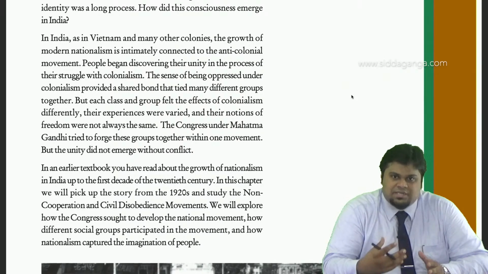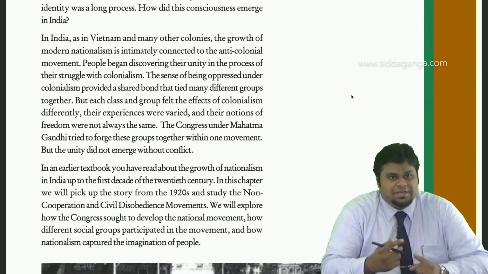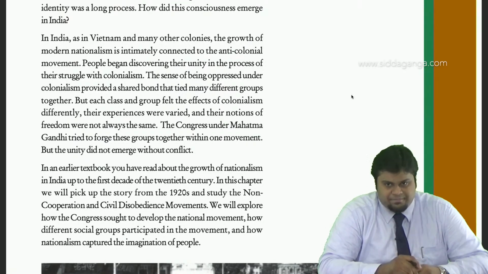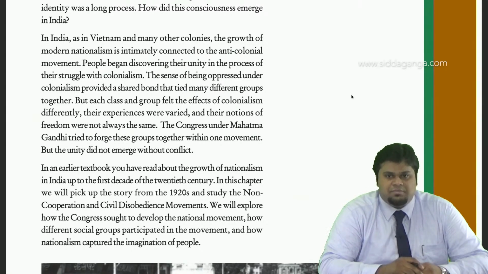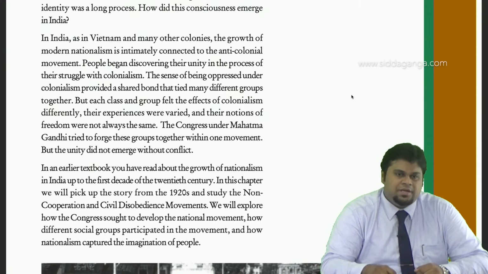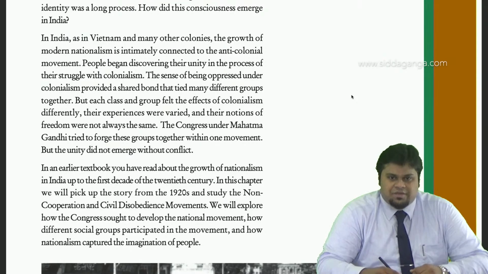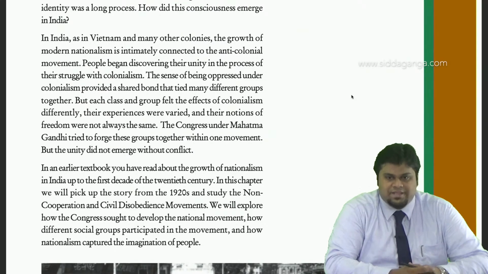Now, each class and group felt the effects of colonialism differently. So their experiences were also very varied and the notions of freedom were not always the same. The Congress under Mahatma Gandhi tried to forge these groups all together within one movement, but again, this unity did not emerge without conflict. In the earlier textbooks, you have read about the growth of nationalism in India up to the first decade of the 20th century.